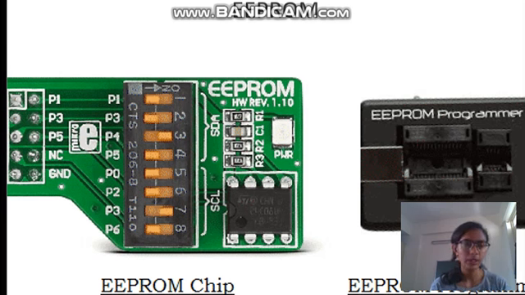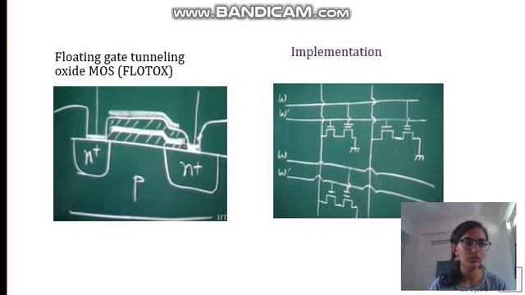In the EEPROM, we have the floating gate tunneling oxide mode, that is Flotox. The oxide thickness is very small near the drain, and if a large voltage is applied, the electrons will tunnel through the oxide and get implanted into the floating gate. In the reverse process, the drain voltage is made very high and the control voltage 0, then the implanted electrons can be removed through the tunneling oxide. The electric field is aiding the tunneling. So here the electric field is used to implant or remove the charge from the floating gate.